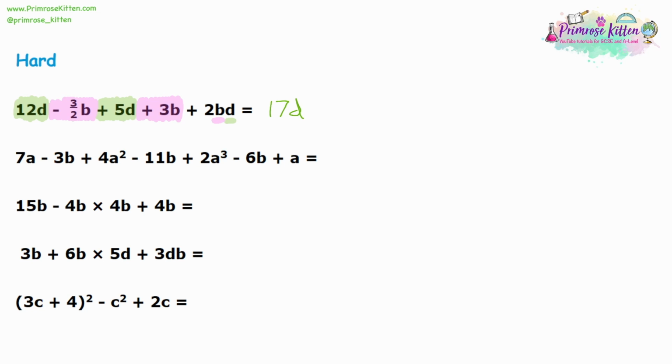Then looking at the bananas, we've got negative 3/2 bananas, and then we've got plus 3 bananas. Now, another thing you can do here is you can swap them around. It might make a little bit more sense to you. So, for example, saying 3 bananas, take away 3/2 of banana, might make a little bit more sense.